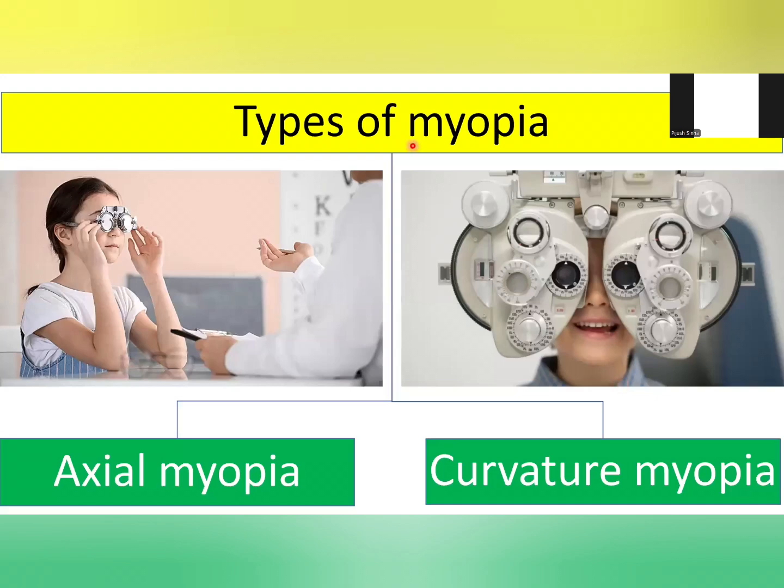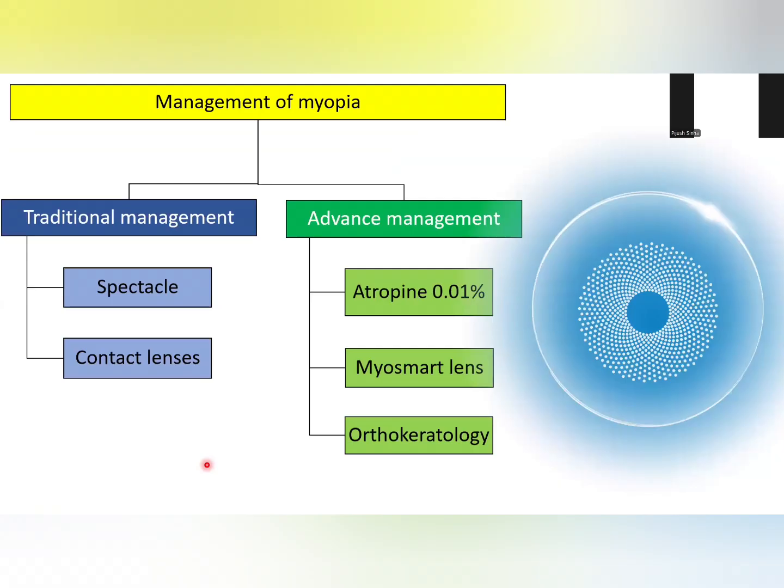So here, myopia is of three types: axial myopia, curvature myopia, and index myopia. The index myopia is quite pathological myopia, so I'm not covering that section. We will limit it to axial myopia and curvature myopia. Okay, and myopia control mostly works in this section. This is axial myopia.